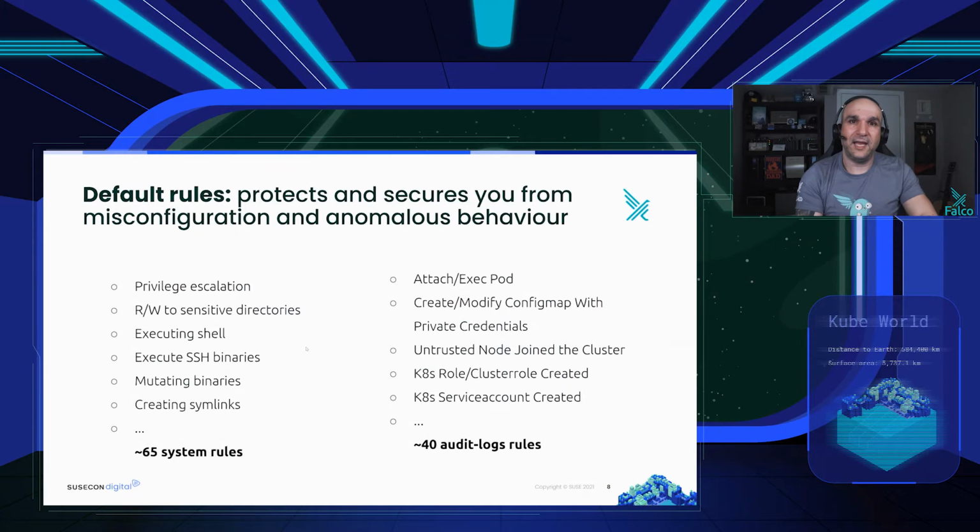I want to talk to you a little bit now about the rule sets. The default rule sets out of the box protect and secure you from misconfiguration and anomalous behavior. We ship at least 105 rules out of the box for you that we've seen from countless years of the community contributing things that help you from an anomalous behavior perspective. So privilege escalation, somebody executing a shell, somebody executing binaries, mutating binaries, creating symlinks. And the ones we've added recently as well is audit log capability. So if somebody's attaching to a pod or creating config maps with private credentials, or somebody creating a namespace they shouldn't, those are rules you would have out of the box if you've installed Falco.